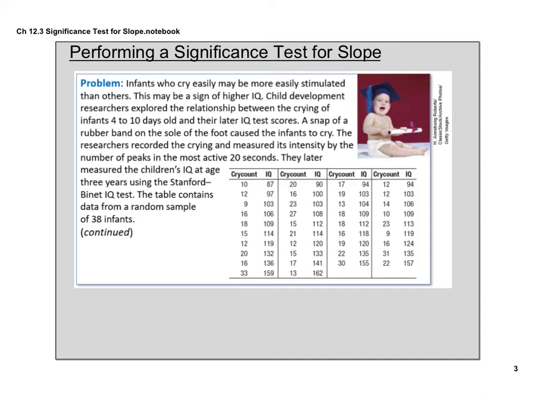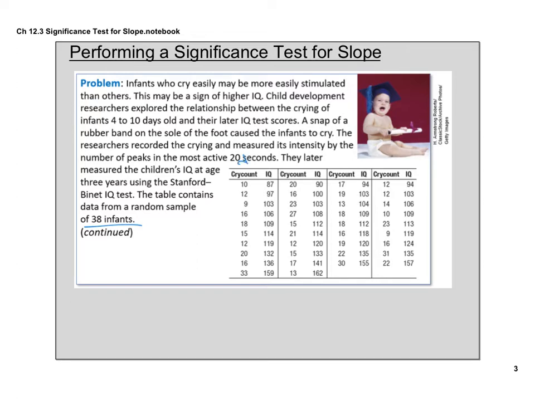All right, so here's our example for today. We're going to do one of these top to bottom. Here we go. It says infants who cry easily may be more easily stimulated than others. This may be a sign of higher IQ. Child development researchers explored the relationship between the crying of infants 4 to 10 days old and their later IQ test scores. A snap of a rubber band on the sole of the foot caused the infants to cry. The researcher recorded the crying and measured its intensity by the number of peaks in the most active 20 seconds. They later measured the children's IQ at age 3 using the Stanford-Binet IQ test. The table contains the data from a random sample of 38 infants.